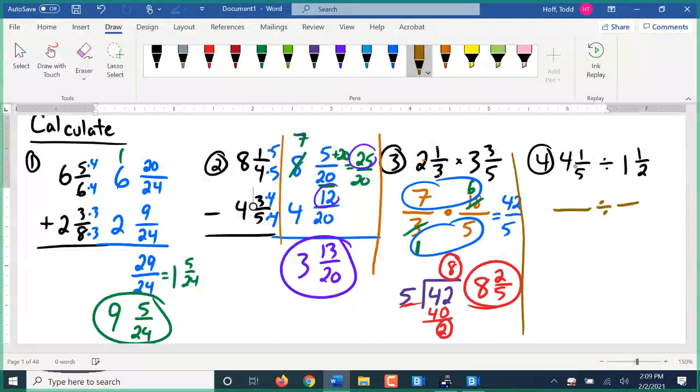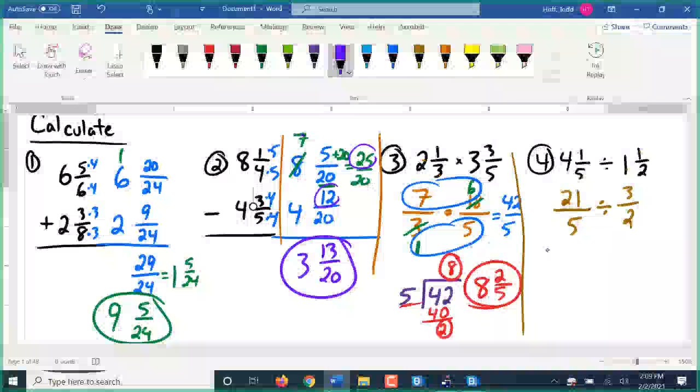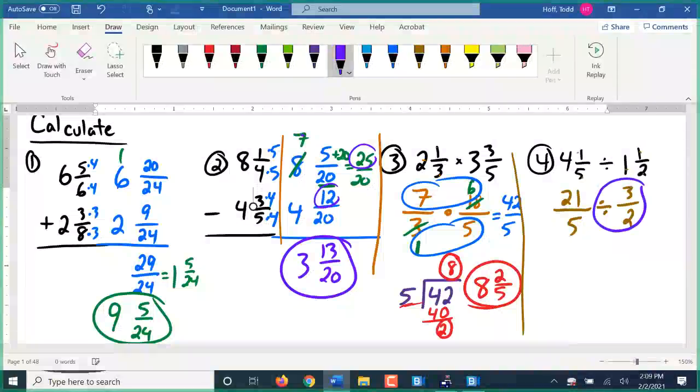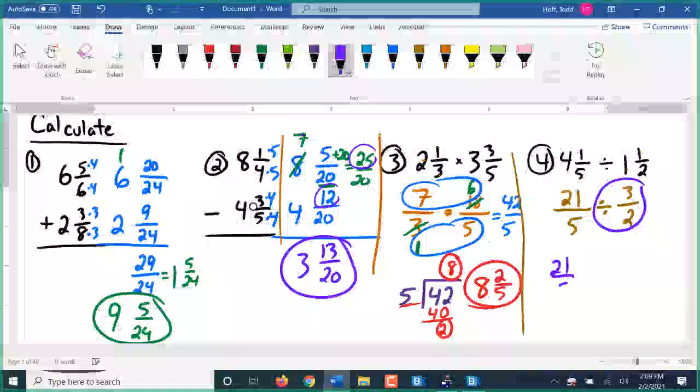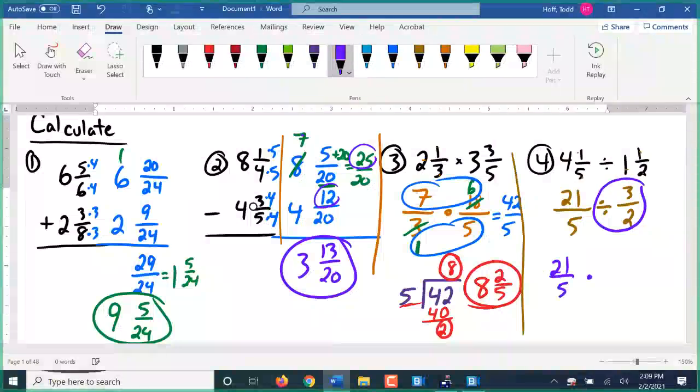So 4 and 1/5, 4 times 5 is 20, plus 1 is 21/5. 1 and 1/2, 1 times 2 is 2, plus 1 is 3/2. Now this is still division at this point. Turn it into multiplication. Remember, the division operates on the number that comes after it. So the 21/5 doesn't change. Dividing by 3/2 becomes multiplying by 2/3.